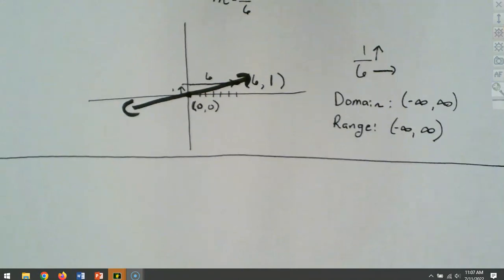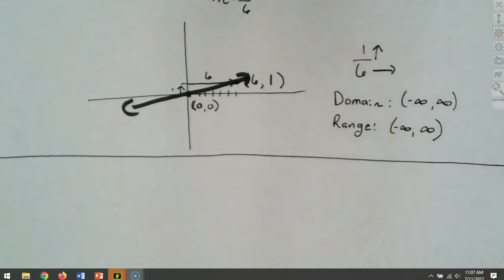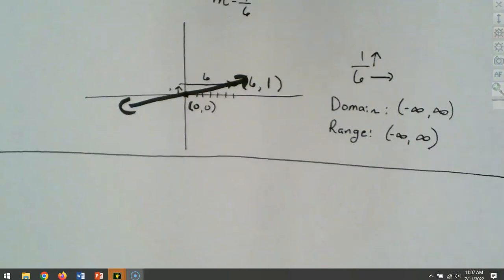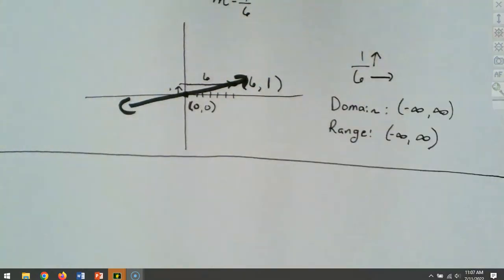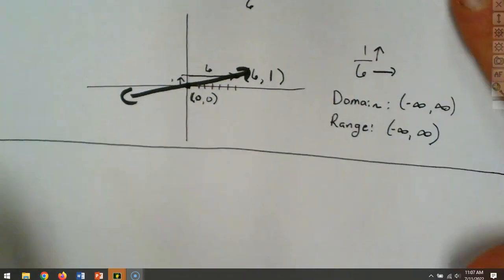Now let's talk about what's a constant function. So a constant function means it doesn't increase or decrease, it just goes straight across. So it never increases, never decreases, it stays the same. That's a constant function. So this is a constant function.